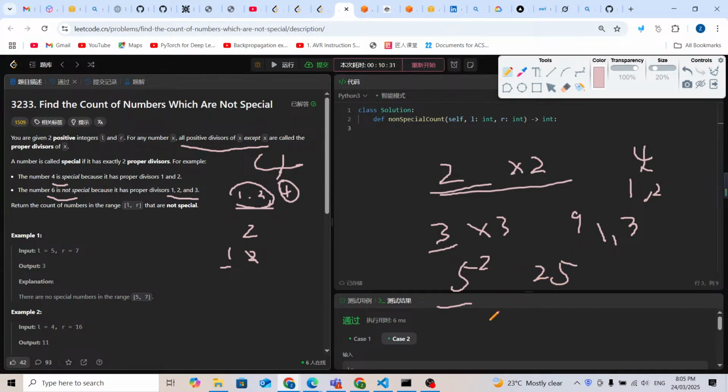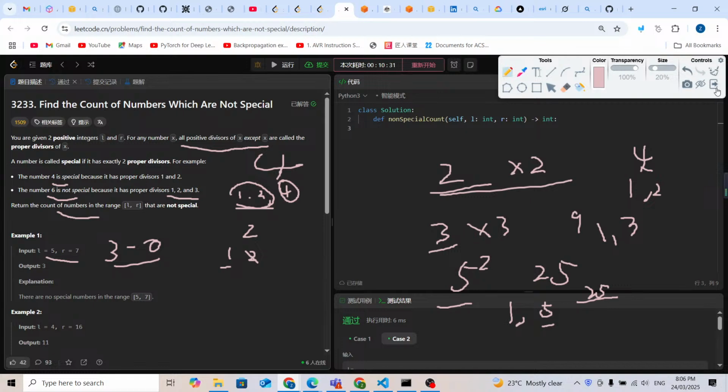Is that right? For 25, we have the proper divisors 1 and 5. Can we find another one except these? We cannot. Even though we cannot prove it, it seems to be like that. If the square of a prime number is inside the range L to R, it means this is going to be a special number. But we just need to count how many numbers are not special. It's going to be the total numbers minus the special numbers. So for this case, it's going to be 3 minus 0.